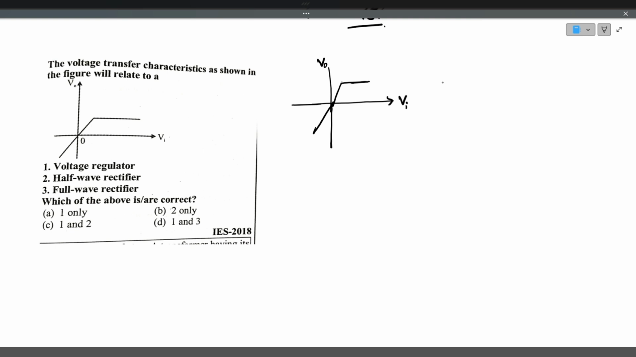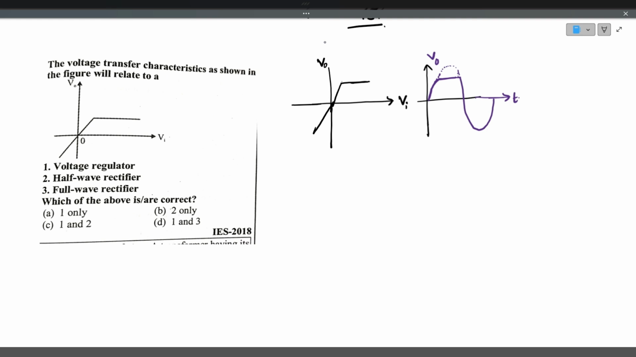So from this, if you draw the output sinusoidal waveform, it will be like this. The positive half cycle will not be complete. It will be clipped off at a certain portion. This is the full positive half cycle, but it will be clipped off at a certain portion. For the remaining portion, everything will remain. Output will be equal to input. This is the output voltage from the given transfer characteristics.